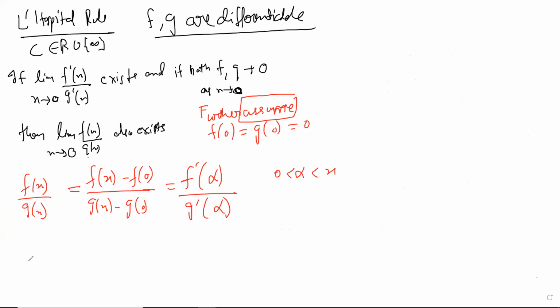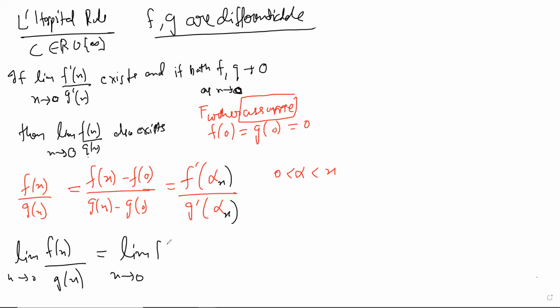But alpha is fixed. As x changes, it also changes, right? So we can just write alpha of x. Okay. So if you take the limit x tends to 0 on both the sides, can you justify why this is okay? Because we don't know if both the sides... No, that doesn't have to be 0. Why should that be 0?